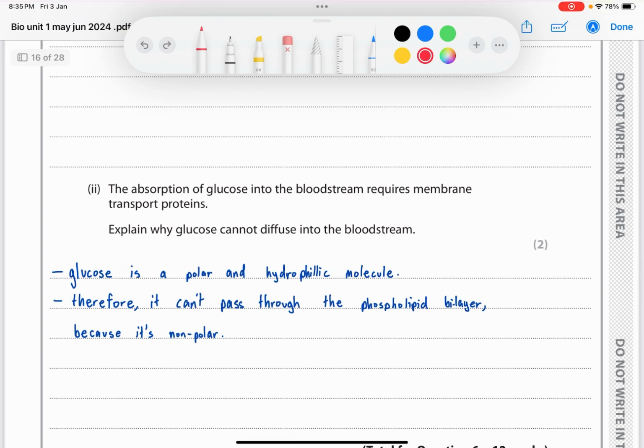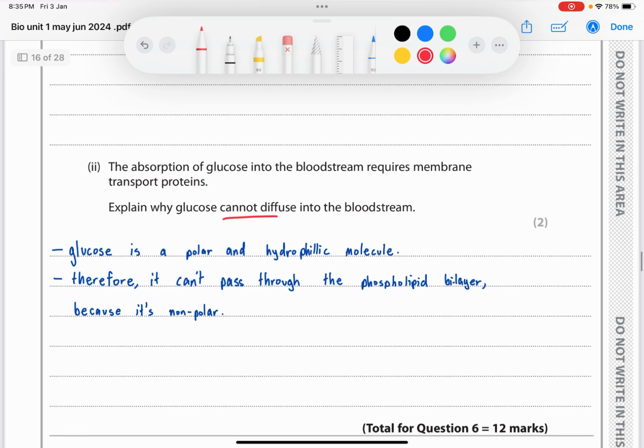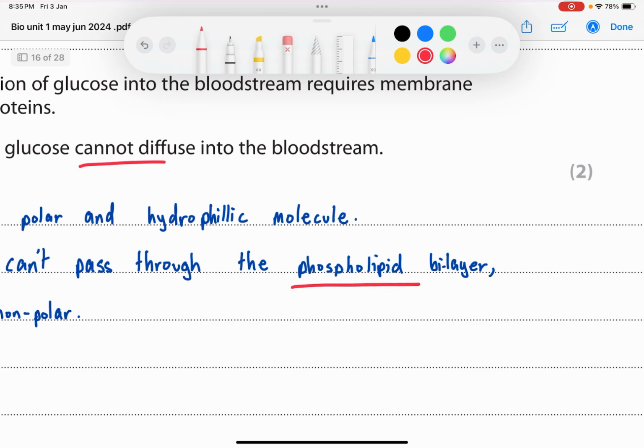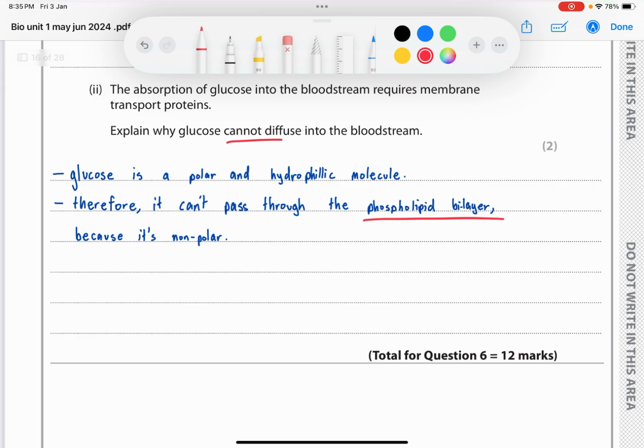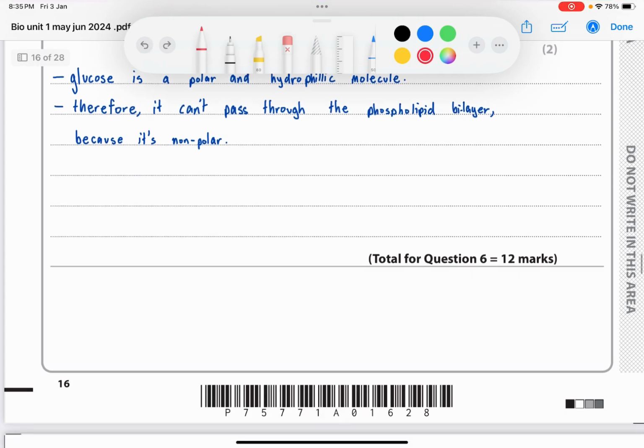Now we have the next one. The absorption of glucose into the bloodstream requires membrane transport proteins. Explain why glucose cannot diffuse into the bloodstream. So we know that glucose is a polar and hydrophilic molecule, therefore it cannot pass through the phospholipid bilayer cell membrane because the bilayer is nonpolar. It's not going to allow the polar glucose to go through.